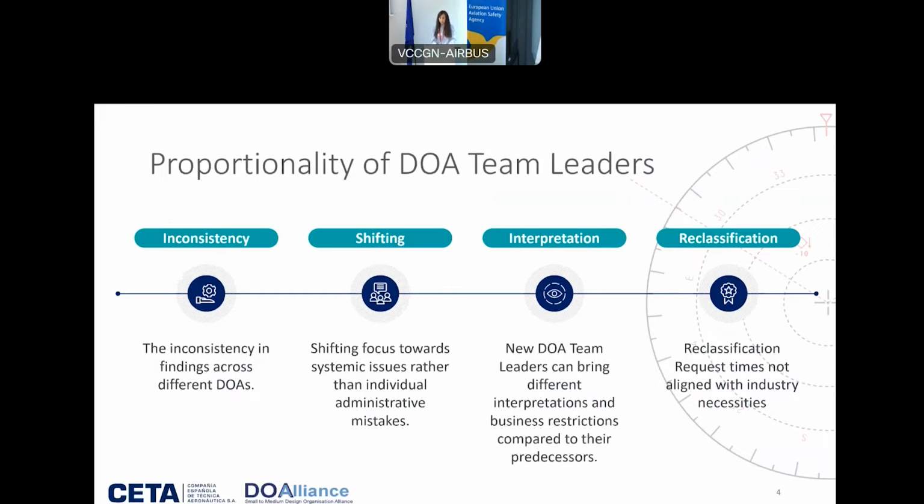And finally, the reclassification request to EASA. The big issue is that it takes an exorbitant amount of time, which doesn't match the industry's necessities. It is often quite challenging to reach the team leader since they are away on mission most of the time, and also the necessary expert. And they don't usually consider how critical the changes are. We suggest a more efficient approach and a faster answer, within less than 1 week.